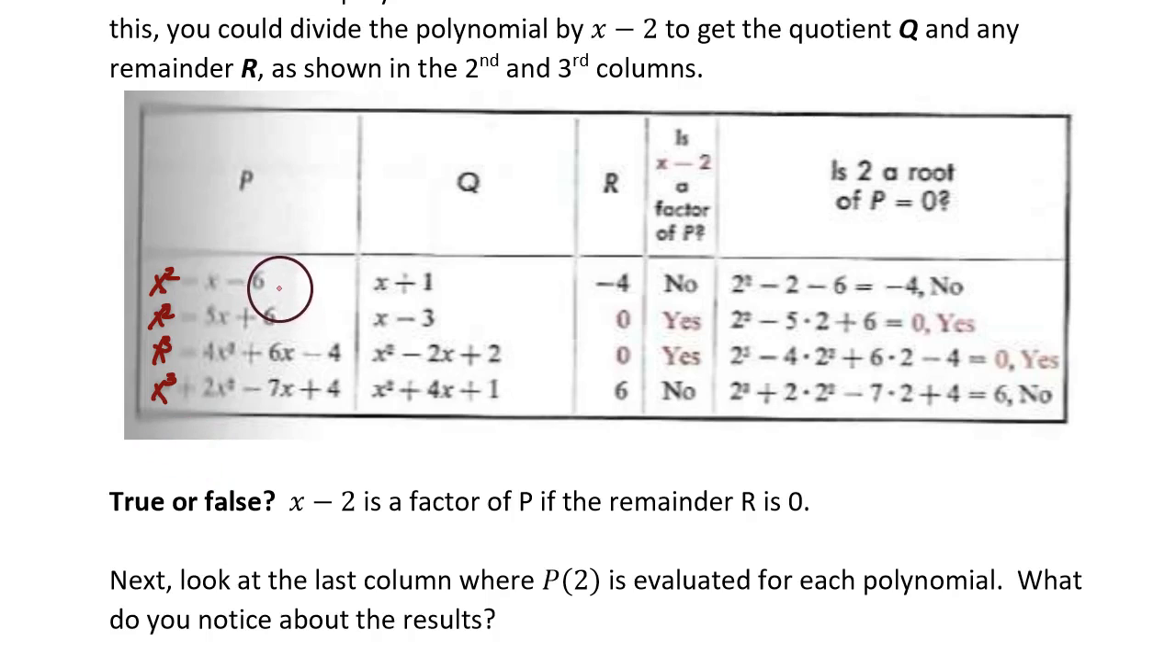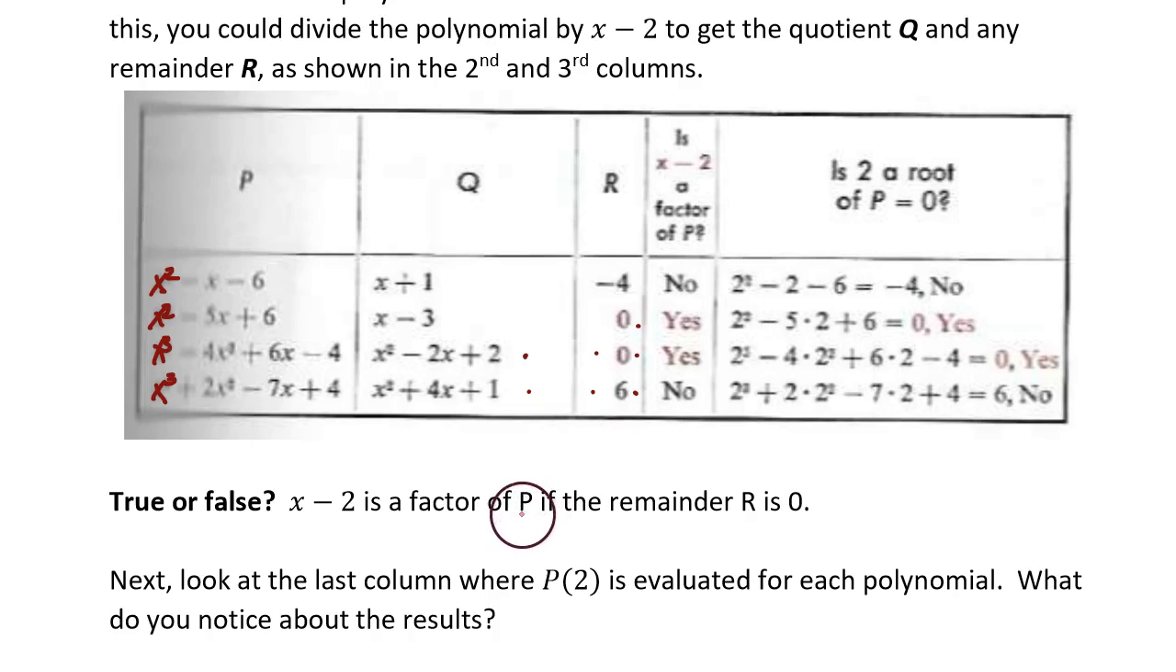When this first polynomial is divided by x minus 2, the answer is x plus 1 with a remainder of -4. When the second polynomial is divided by x minus 2, the answer is x minus 3 with a remainder of 0. Here we see the quotient and remainders for those next 2 polynomials. And the question was, is x minus 2 a factor of p? It is not a factor of the first one because the remainder is not 0. It is a factor of the second polynomial because the remainder is 0. Same for the third, and then in the fourth we see that it is not a factor.